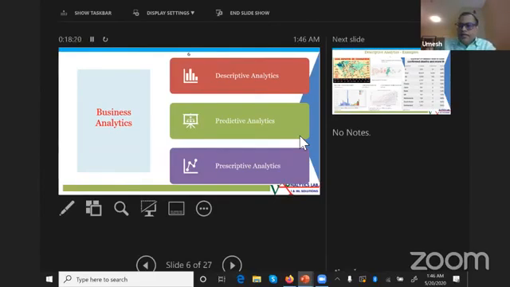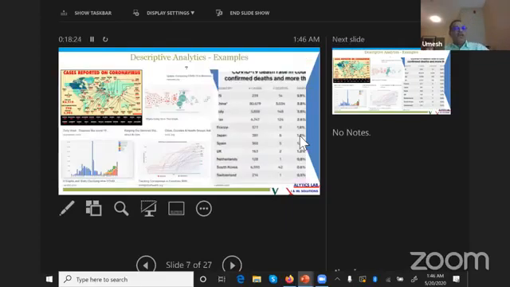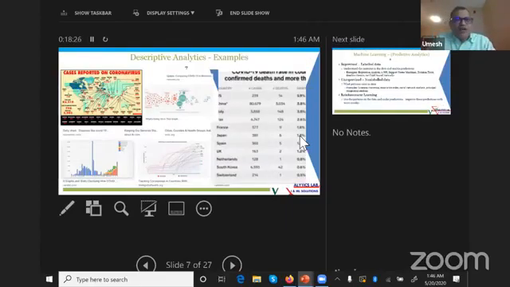So what is descriptive analytics? You are all familiar with this by this time. Everywhere is locked down, and you will be monitoring all these COVID cases every day. You will be watching on TV, looking at all these numbers and graphs and maps, which show which country has how many cases. So this is nothing but your descriptive analytics.